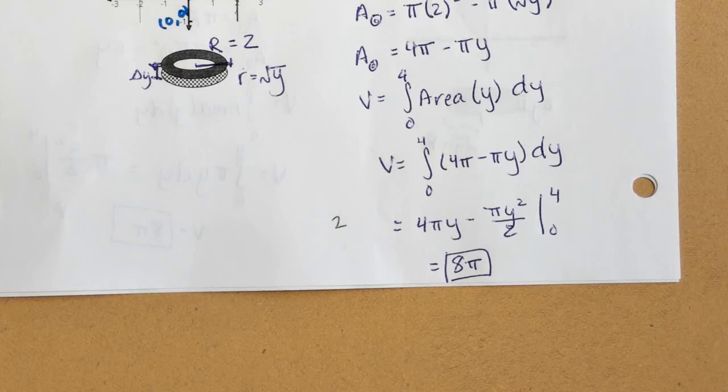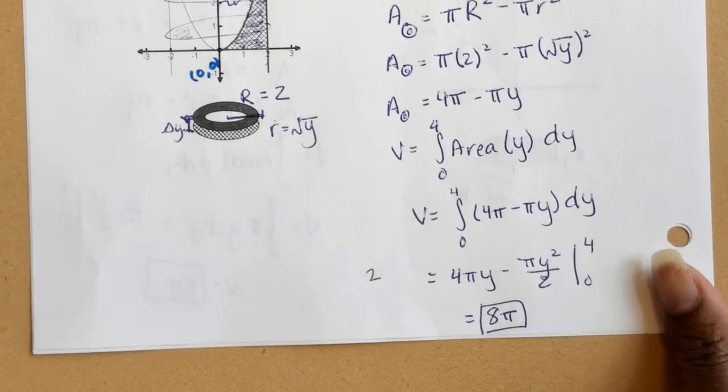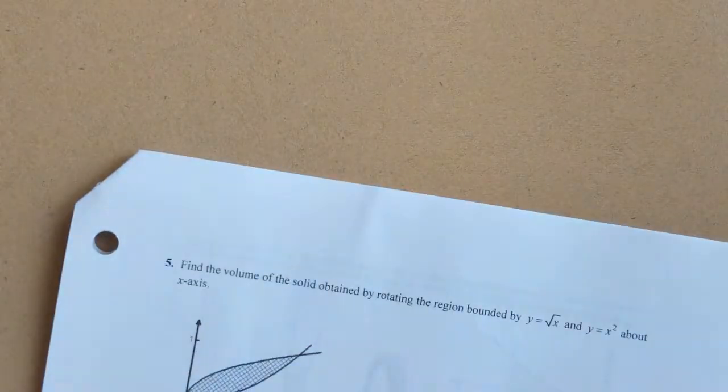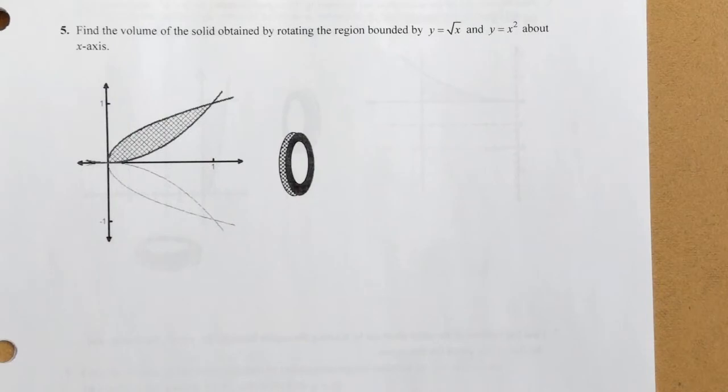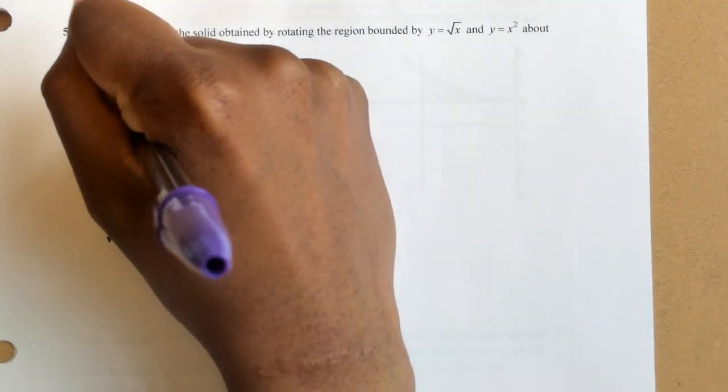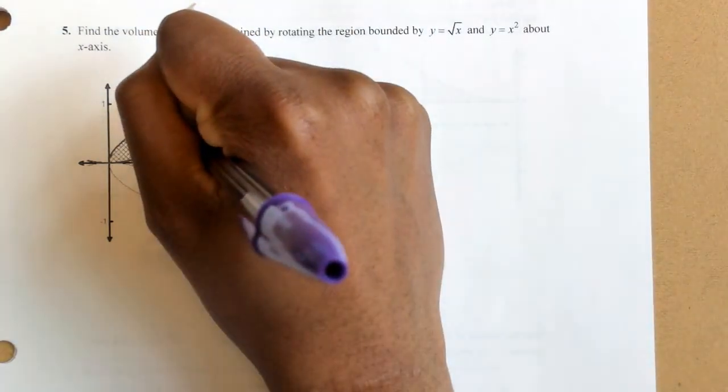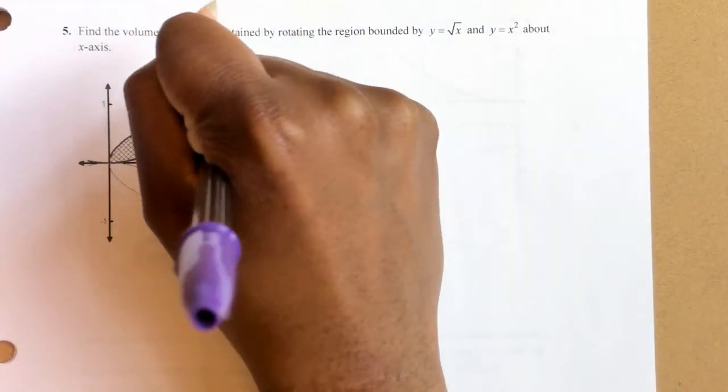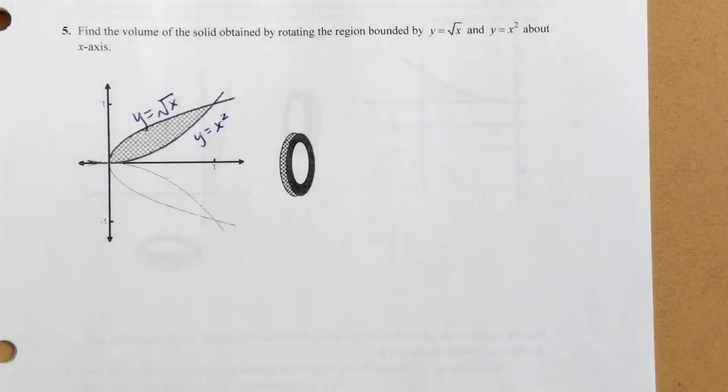Okay, so this next problem, problem number 5, is another washer problem, but now you're rotating over the x-axis. I want you all to try problem number 5 on your own. My hint is that the top function is y equals root x, and the bottom function is y equals x squared. So just remember you're finding your big R and your little r, so that you can find the area of your washer.